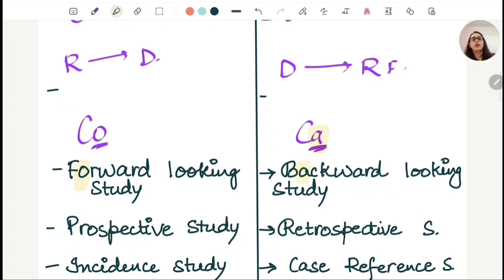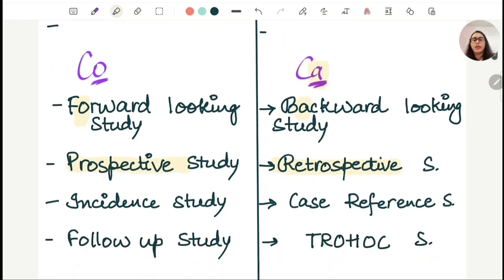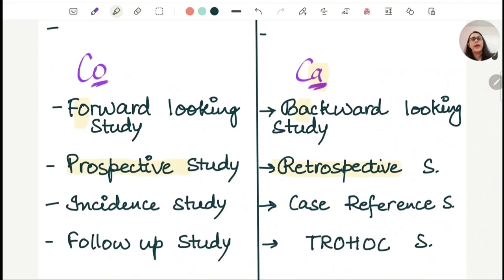Since we are going forward in time for cohort study, therefore cohort study is also known as prospective study. In case control study, we are going back in time, so that is why it is also known as retrospective study. Then we find the new cases. As we proceed forward in time, we find more new cases. Therefore, the cohort study is also known as incidence study. And since we are following up the disease cases, it is also known as the follow-up study.